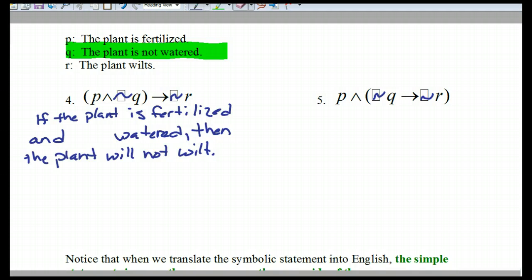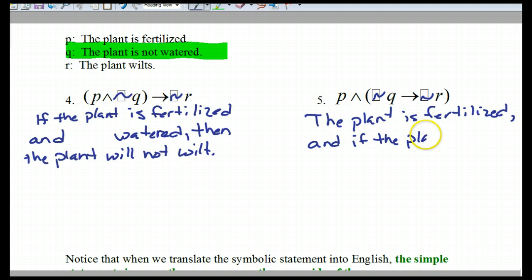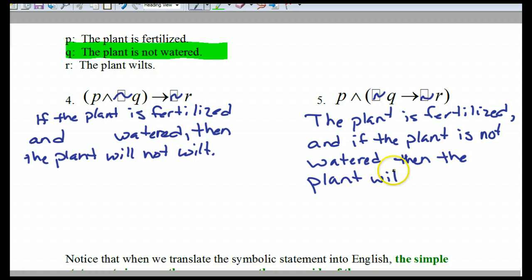Okay, the second one. The second one is P and parenthesis, not Q. If not Q, then R. So we're going to write this way. The plant is fertilized, comma. And if the plant is not watered, then the plant will not wilt. Okay?